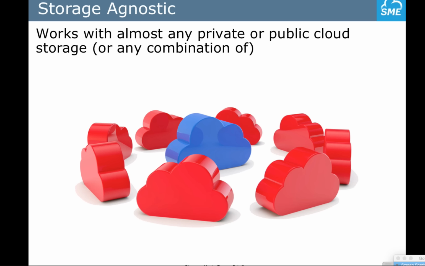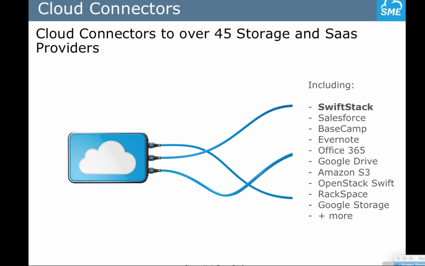So the first thing to understand about the product is that it's storage agnostic. It'll work with almost any private or public cloud storage combination, so not necessarily just one. It can work with anything up to around 30 different data stores. We've got a lot of different connectors. So obviously we've got SwiftStack, and we'll be using a real SwiftStack backend for the demo. We've also got more non-traditional storage type services, such as Salesforce, Basecamp and Evernote, and then more traditional cloud storage services such as Office 365, Google Drive, Google Storage, DropBox, things like that.